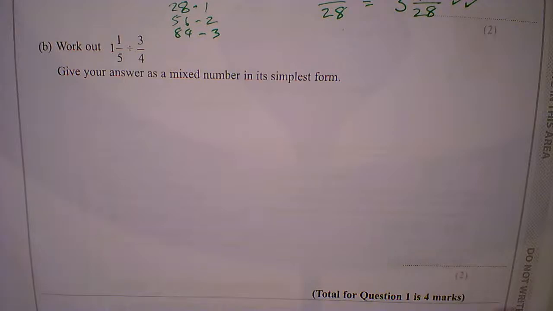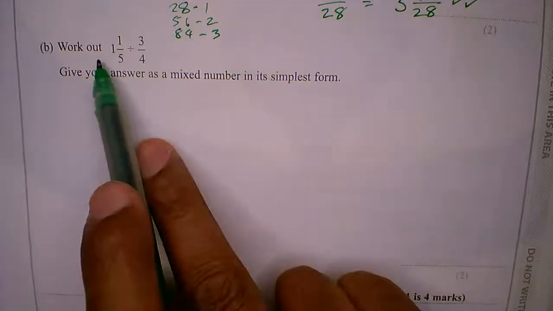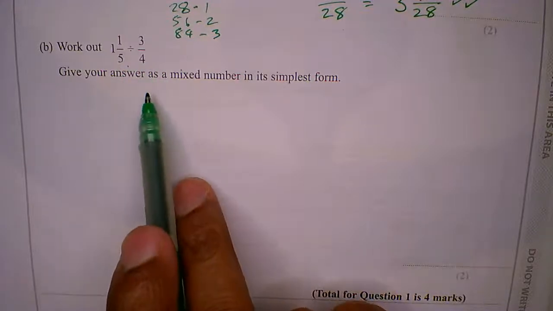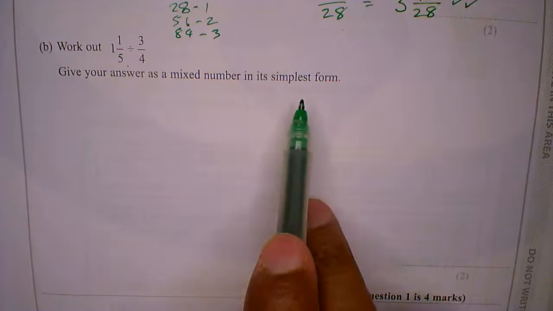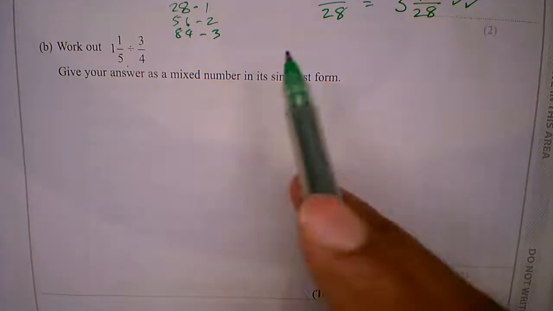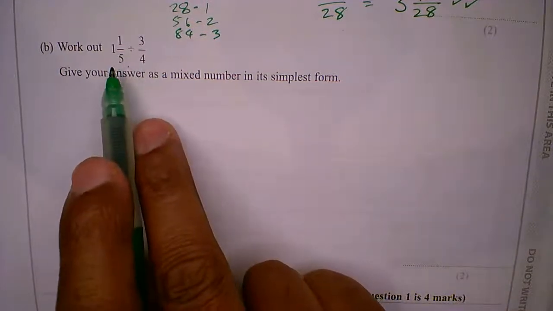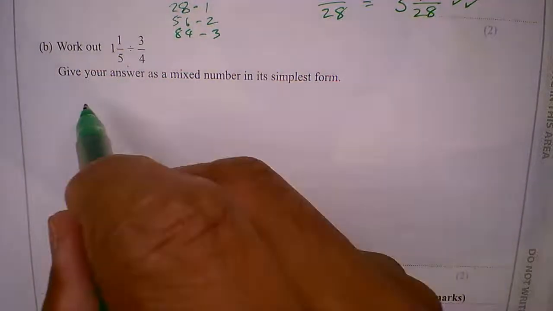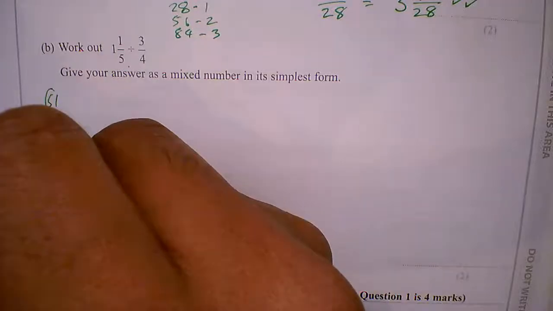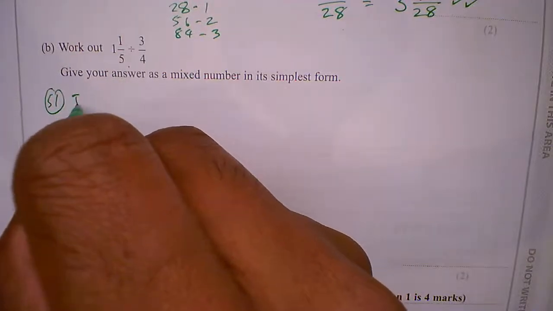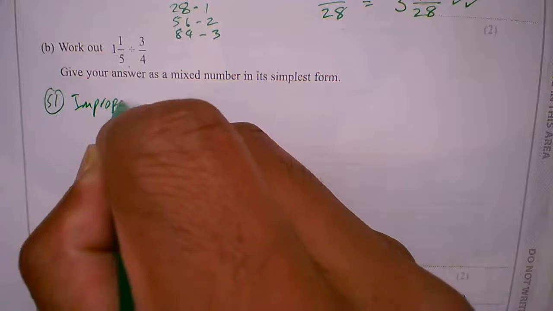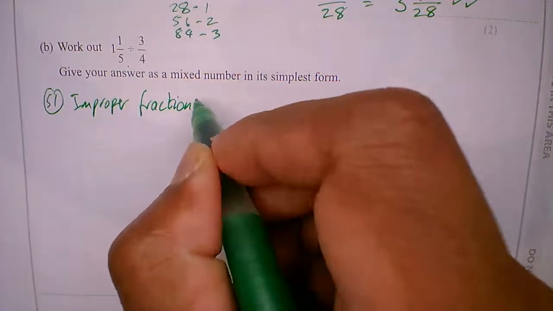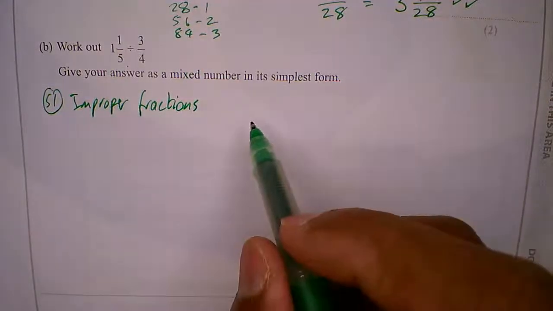Okay, let me continue. So work out 1 and 1/5 divided by 3/4. Give your answer as a mixed number in its simplest form. Okay, so what are the steps here? So we're still on the topic of mixed numbers. We have got division, so we've got mixed numbers dividing. So step 1 is similar to before. Change this to improper fractions. Improper fractions. So the top number, the numerator, will be bigger than the denominator.